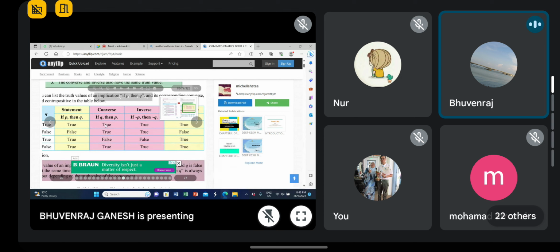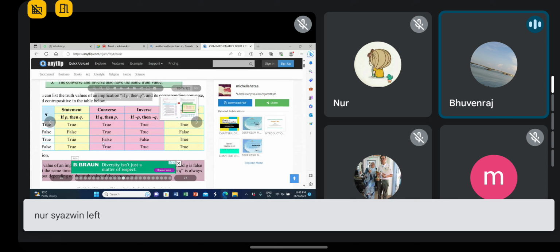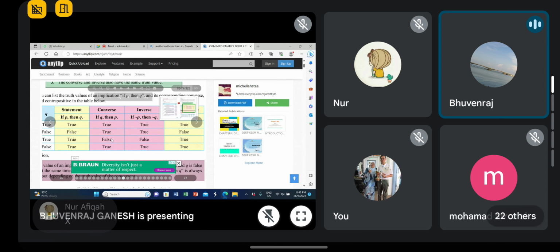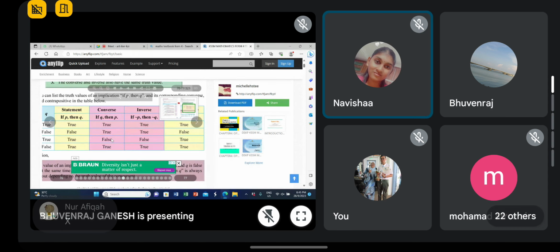Can you understand guys, the method? Boleh faham tak? Atas benar, bawah benar, tengah benar, tepi benar. Based on the table.